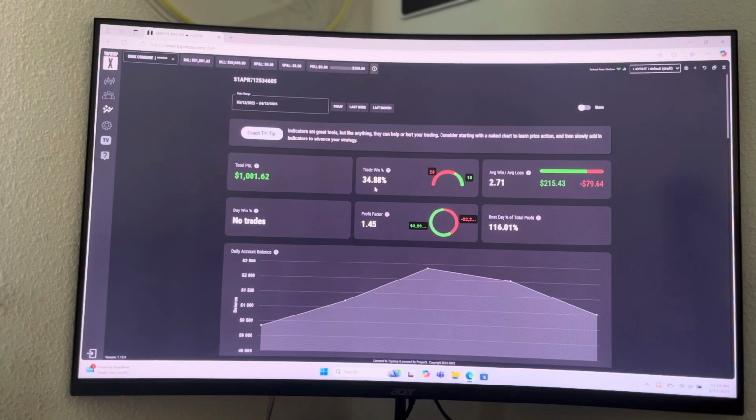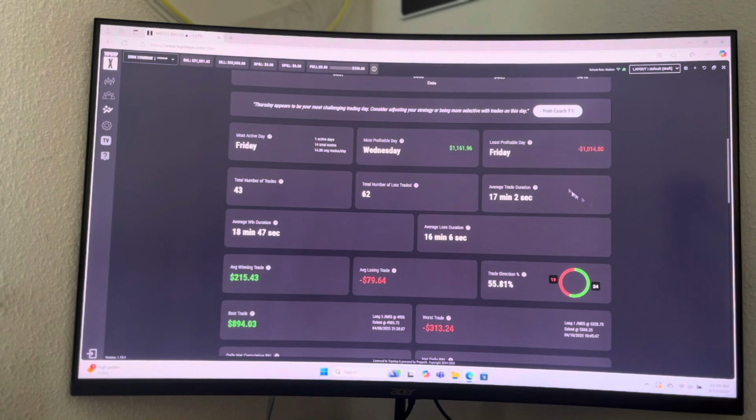So I know that if I can get my win percentage up, maybe be a little more patient, take a little more high quality setups, then this will be a lot higher, and I'll have more profits to show for this good risk to reward ratio.